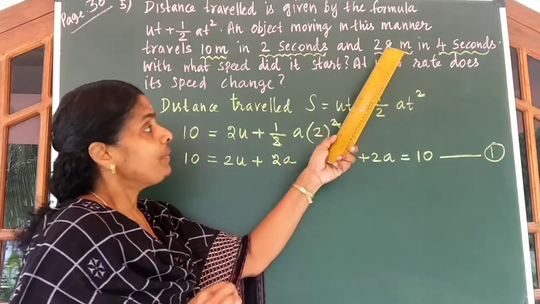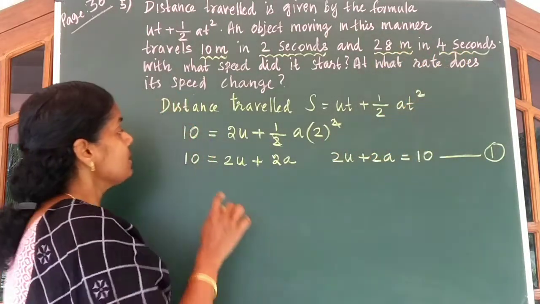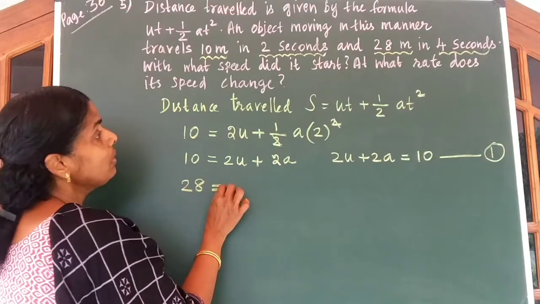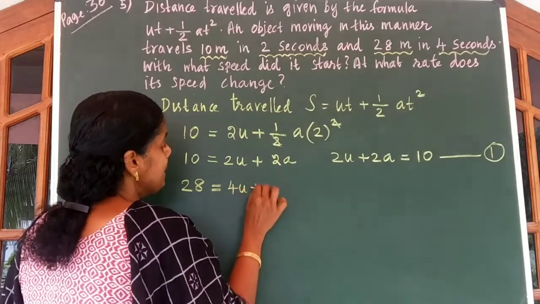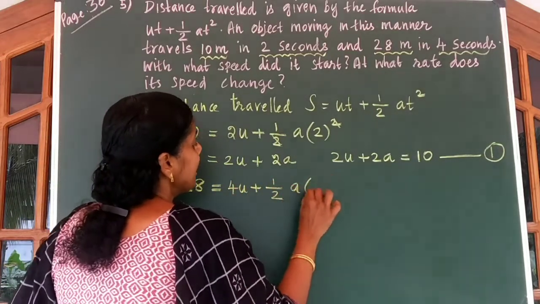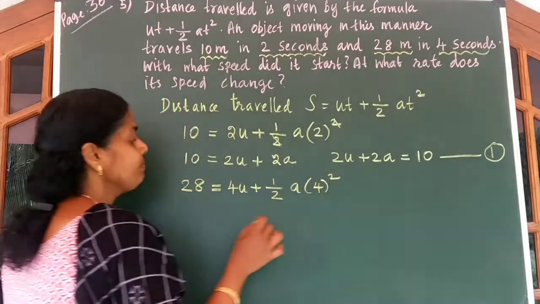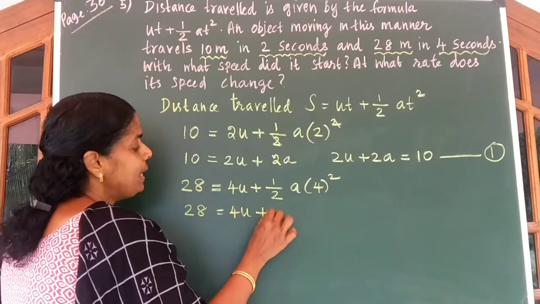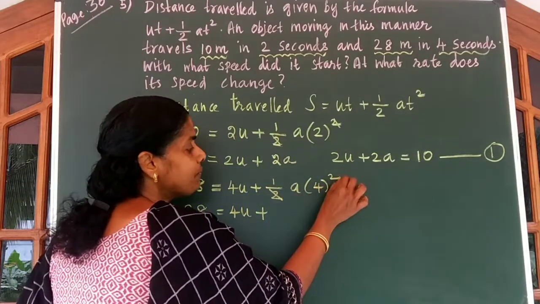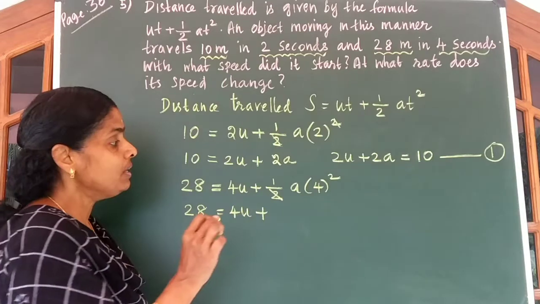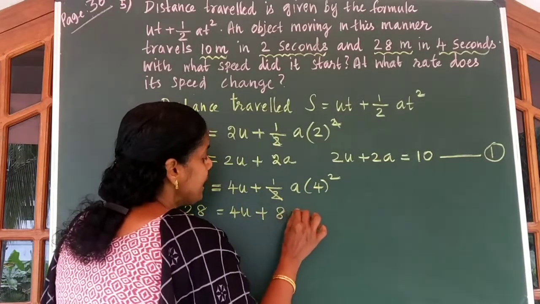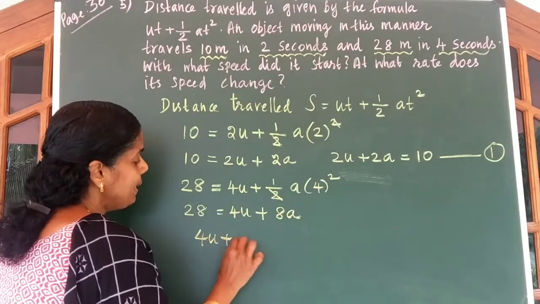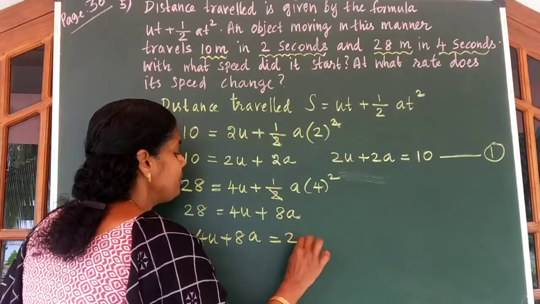Now 28 meters in 4 seconds. So here we get 28 is equal to 4u plus half into a into 4 squared. That is 28 is equal to 4u plus 1/2 cancels with 4 squared, that is 16. So 16 becomes 8a. So what is our second equation? 4u plus 8a is equal to 28.